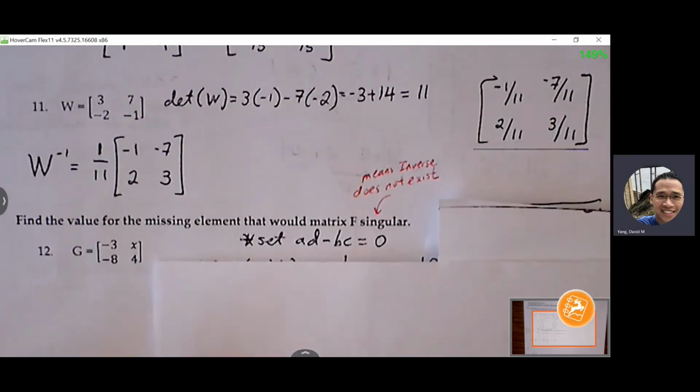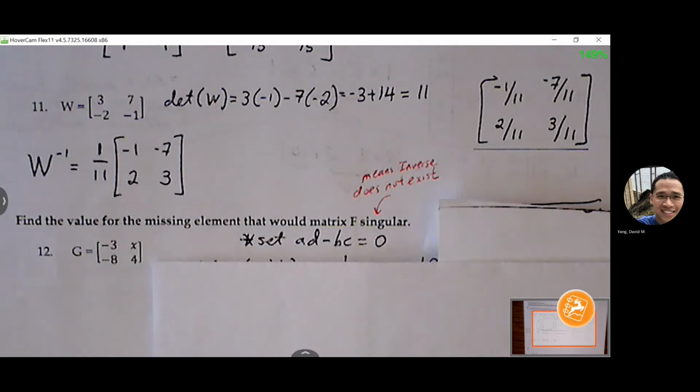Number 12 says, find the value for the missing element that would make matrix F singular. So singular means that an inverse does not exist. So what will ensure that the inverse does not exist? If determinant is what? 0. So we're going to force a situation that allows that determinant to be 0. So we'll just set up our determinant formula, and we'll do AD minus BC, and set that equal to 0, and see if we can use that to help us solve for X.